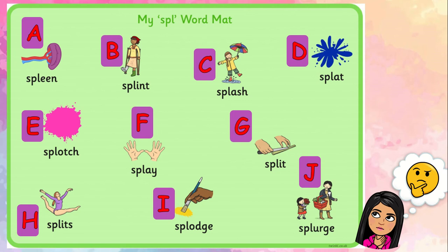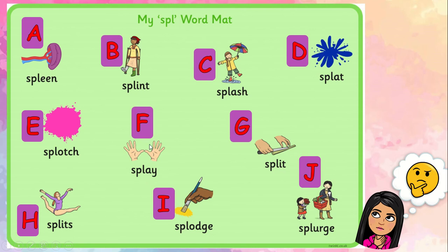What you're going to do is listen carefully. What word did I say? And find that word by reading. And then you will say the letter. Which letter did I say? For example, I will say the word splay. Which one is splay? You have to say the letter. Is splay letter C? No. Is splay letter B? Not really. Is splay letter F? Yes.